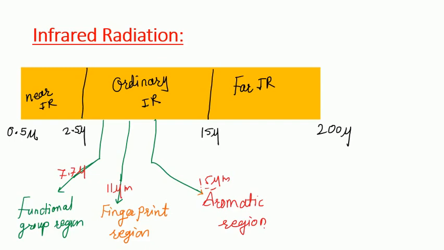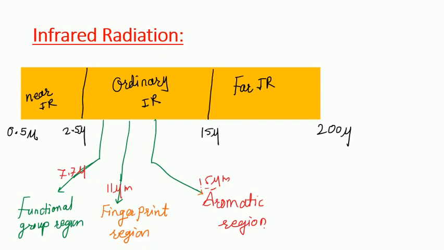Then the fingerprint region indicates the exact match, meaning if an unknown compound's spectra matches the spectra of a known compound, then we can compare the structures. Then in the aromatic region, we get the stretching frequency bands for the aromatic compound. But generally we prefer the unit of wave number instead of wavelength, and the unit of wave number is per centimeter.